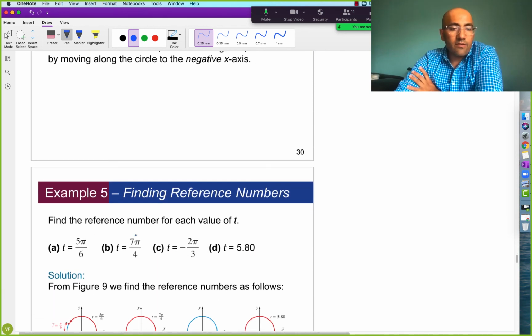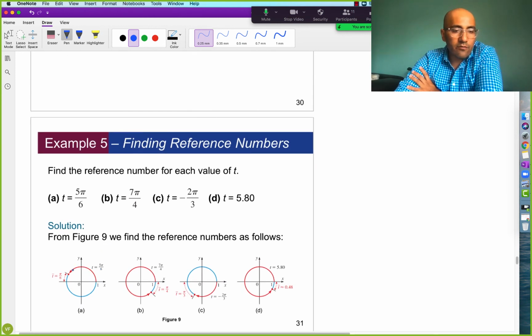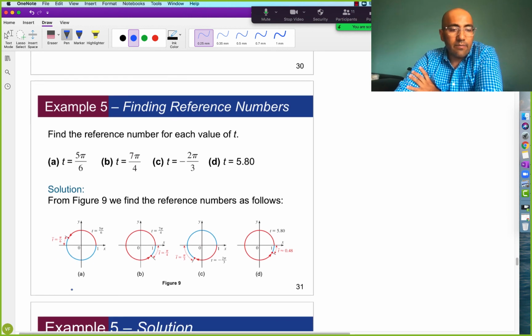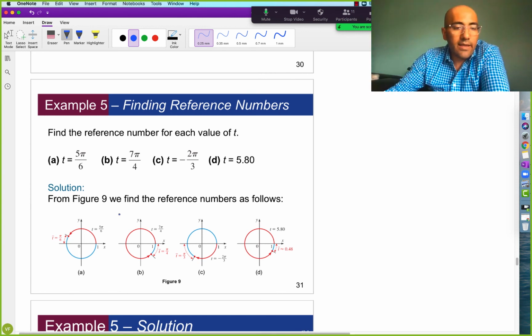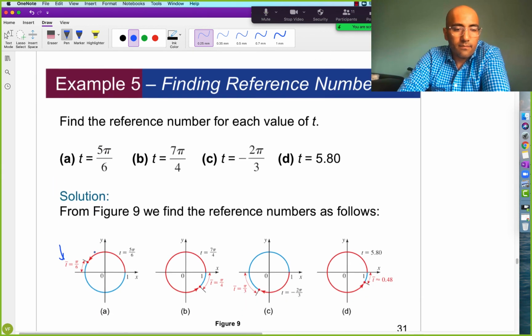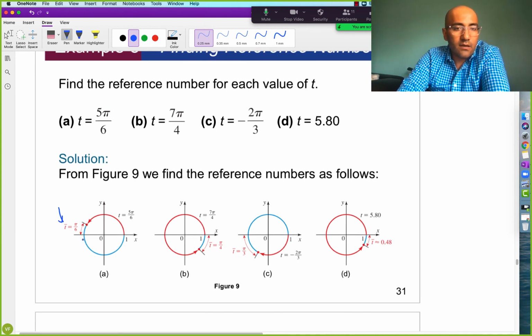Okay, so find the reference number for each of these values. t equals 5 pi over 6. We already did this one, or something similar, or I guess ours was negative 5 pi over 6. For that one, 5 pi over 6 leads into quadrant 2. So the rest of this little gap here is going to be the reference value t bar, and we find it by subtracting pi minus this number. So this answer, the reference number, is going to be the result of taking pi minus 5 pi over 6. That's going to result in pi over 6.